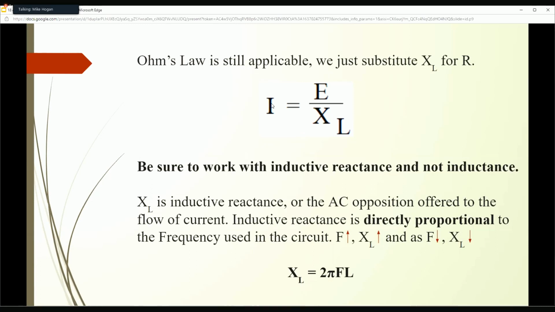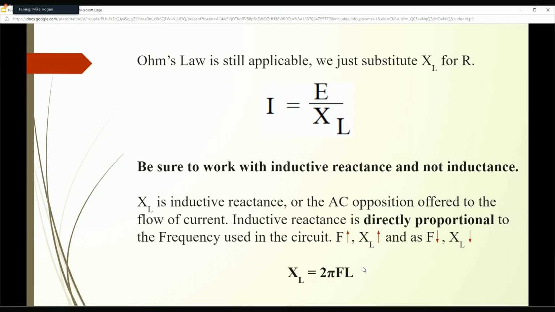If we solve Ohm's law for current, remember, current was equal to voltage divided by resistance. Well, this is the same thing. The resistive value I would use when I'm talking about inductors would be inductive reactance, or X sub L. Now, how do we figure X sub L out? How do we know what the inductive reactance, or the AC opposition of these inductors, actually is?